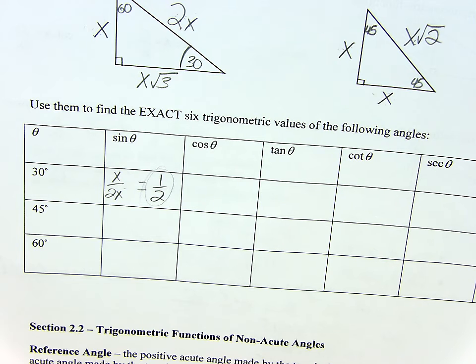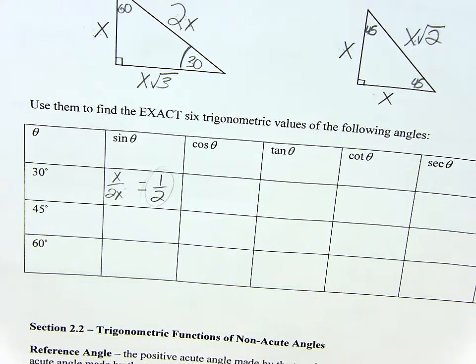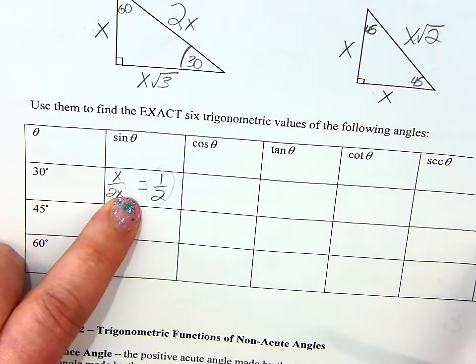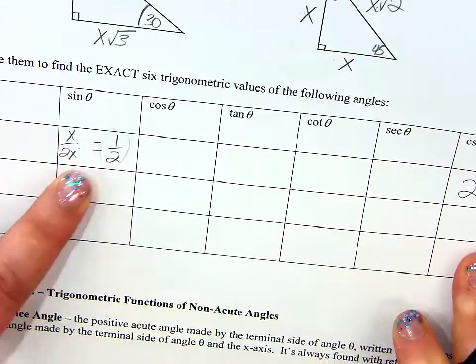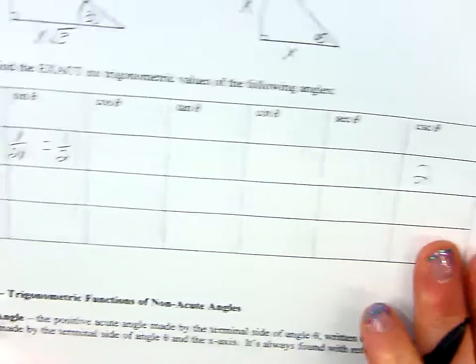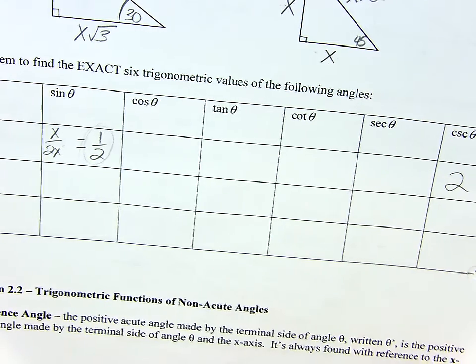I claim you know 2 other boxes. 3 other boxes! Oh my gosh. Yes, cosecant, right? It's the reciprocal. If that's 1/2, that means that cosecant has to be 2. I agree. Without doing any other math, you know 2 more boxes.